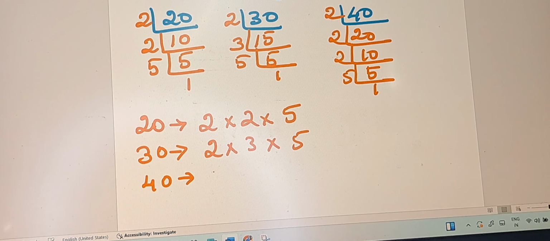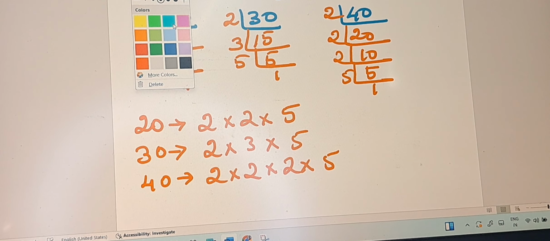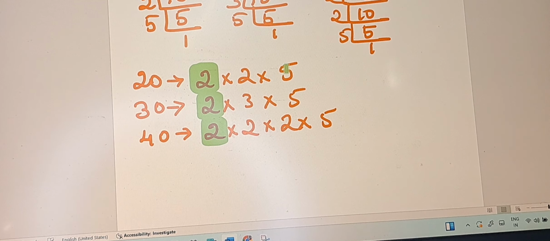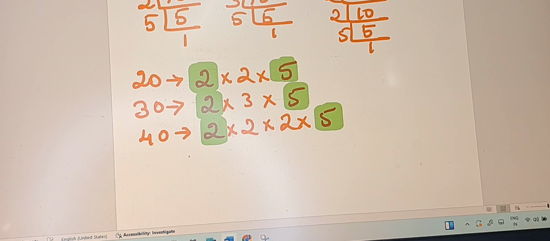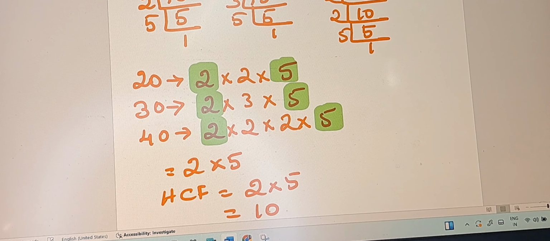And 40, what are the prime factors? 2, 2, 1 more 2 and 5. So students, what we can see over here, these are the prime factors which are common, 2 and 5. So what are the prime factors? 2 into 5. So what is the H.C.F? H.C.F will be 2 into 5, that is 10.